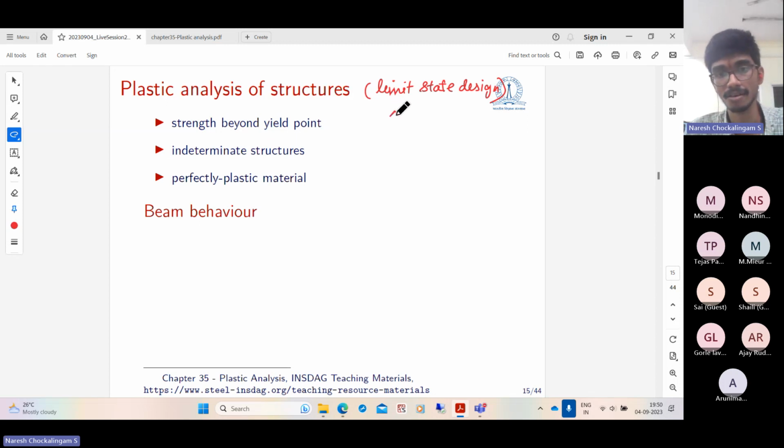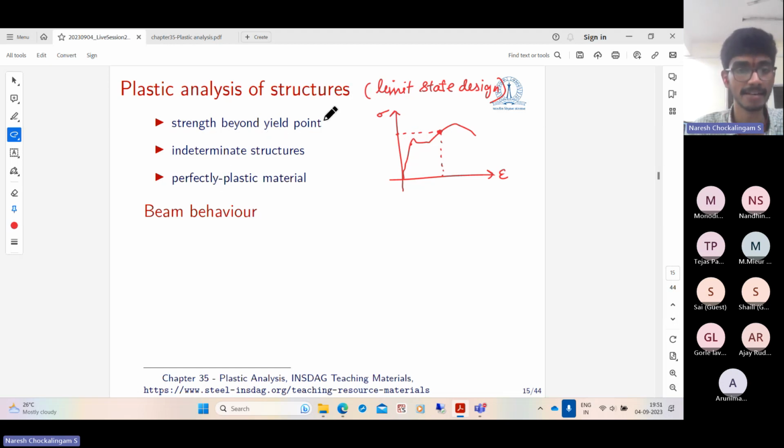So if you have any material, say steel, you initially have a linear elastic stage followed by some yielding and strain hardening. There is ultimate, then it fails. So for any material, you have the stress strain curve like this. Even when the material is at this point, way beyond the yield stress, there is some residual strength. There is some strength left with the material. And making use of that strength actually economizes our design. It greatly helps our design. It makes the structures less costly. So that is one reason.